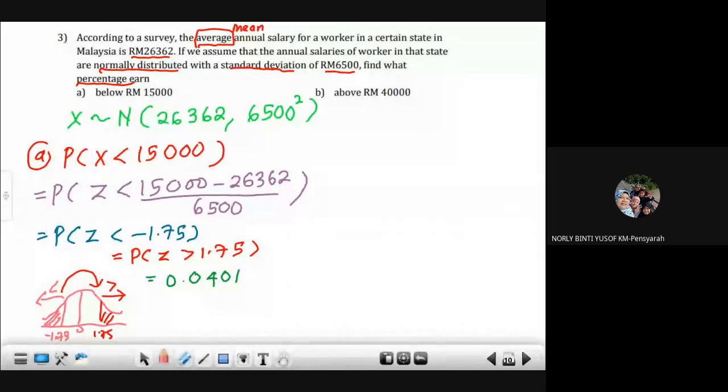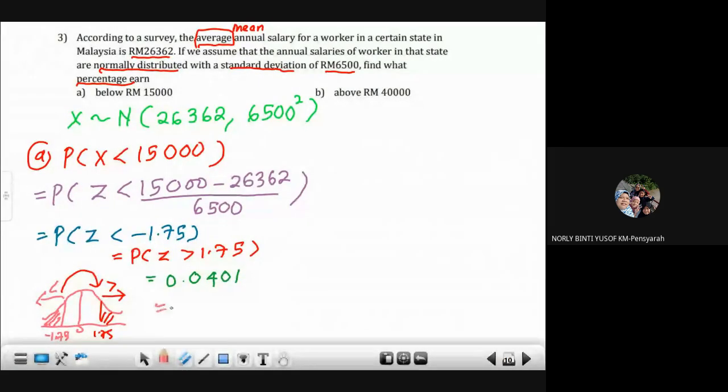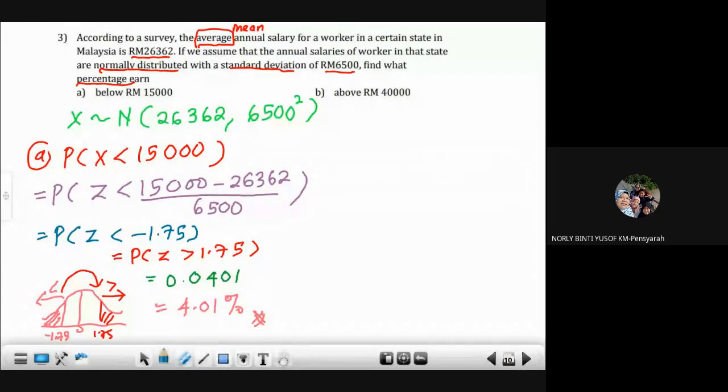So you just change to percentage. You multiply by 100, right? In the calculator only. You do not need to multiply by 100 here. No need to write multiply by 100. Just change it in your calculator. Okay, and then you will get 4.01%. So that is your final answer, based on the probability that you calculated using the normal concept.